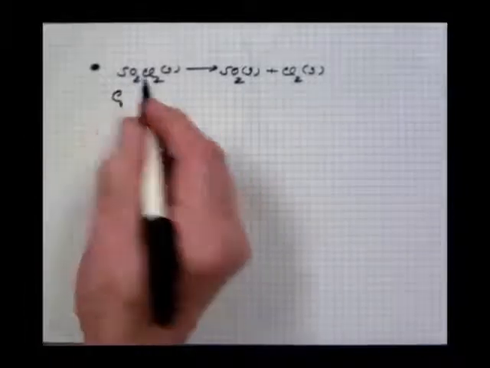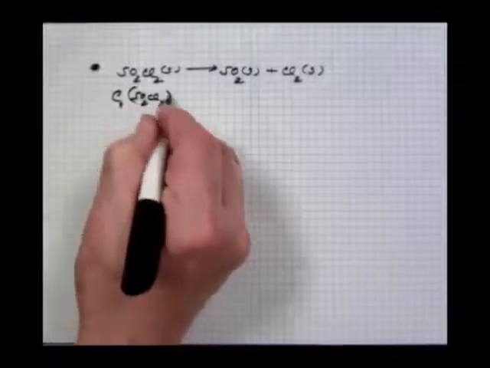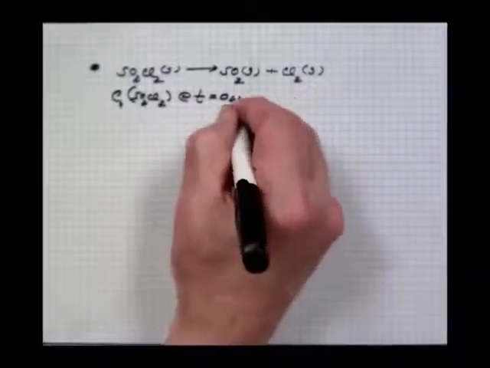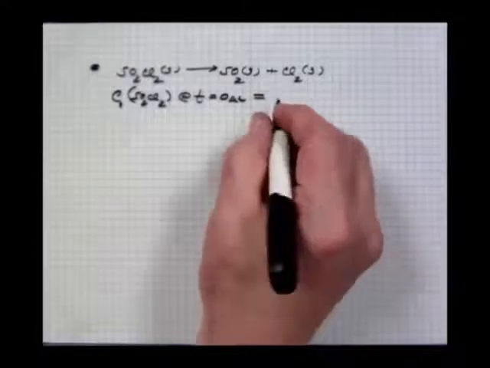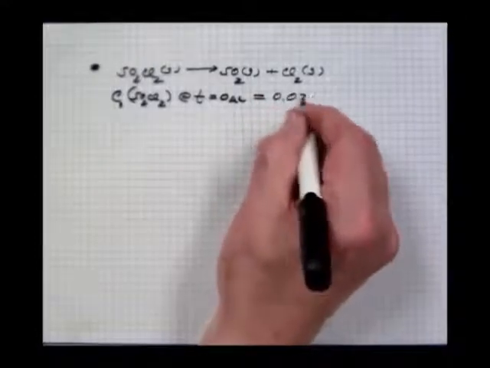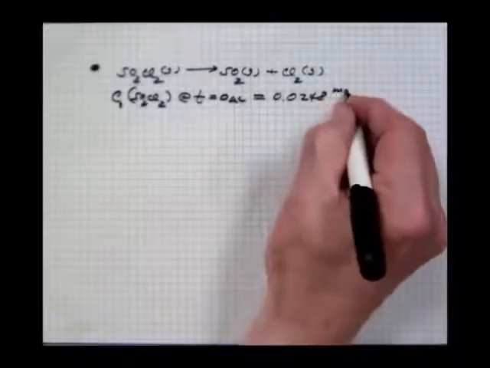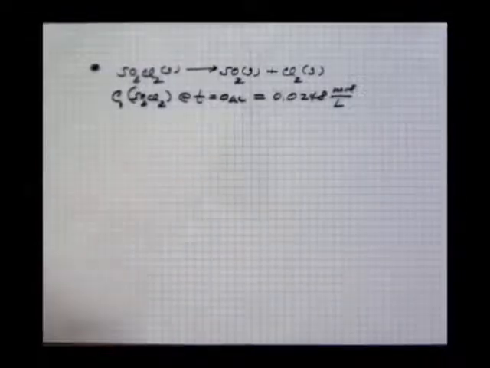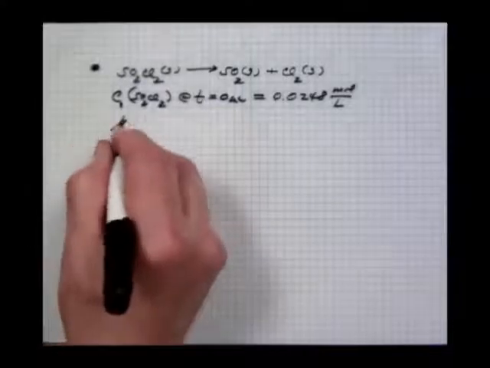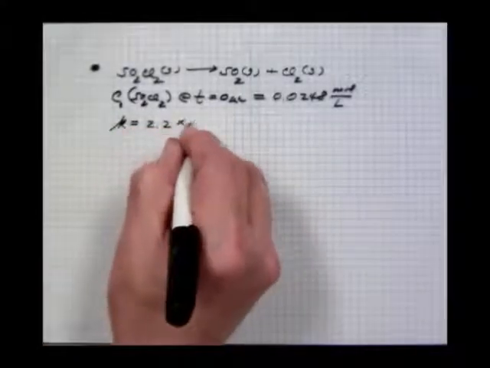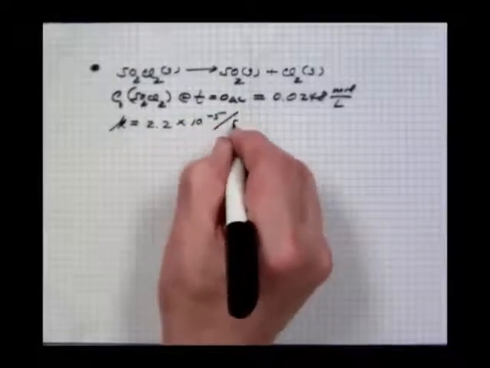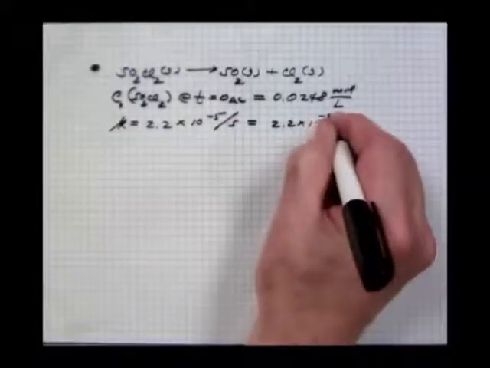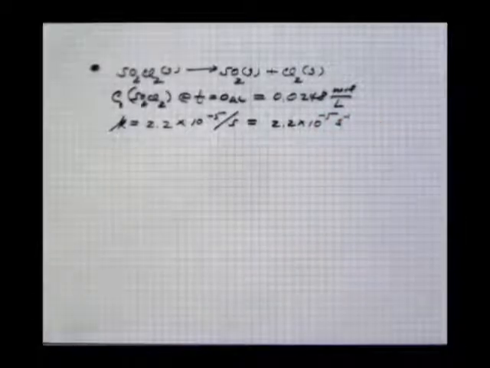and we're given the initial concentration C sub O of SO2Cl2 at T equal 0 seconds is equal to 0.0248 mole per liter, and they give us the rate constant K, 2.2 times 10 to the minus 5 per second, which can be written as the same as 2.2 times 10 to the minus 5 seconds to the minus 1, if you wish.